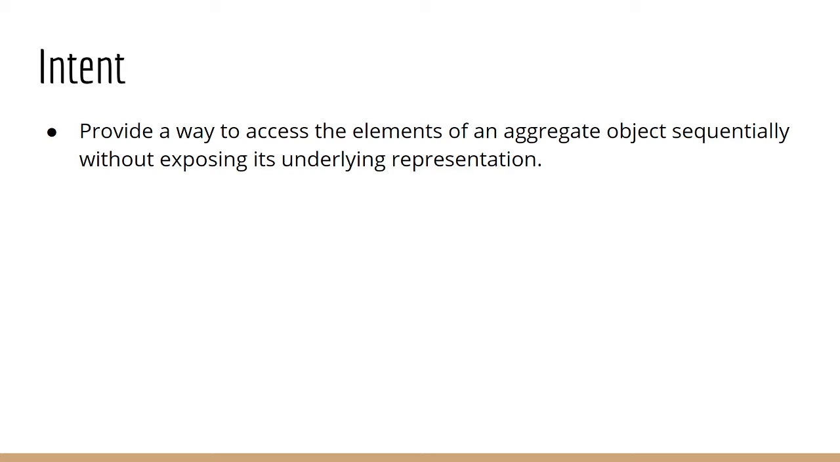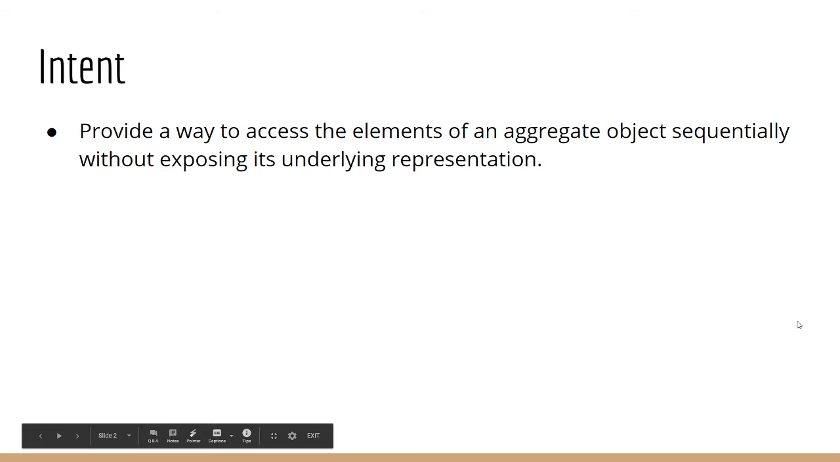So what is the intent behind the Iterator design pattern? The intent is to provide a way to access the elements of an aggregate object without exposing its underlying representation. So if you have an array or a list, you want to be able to access the list without accessing the representation, the underlying properties.